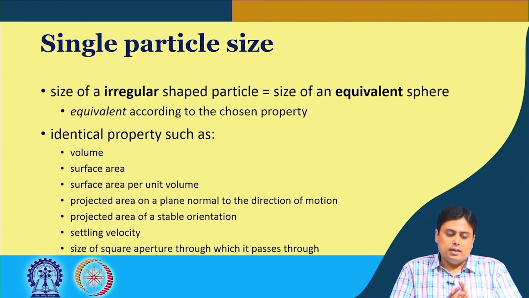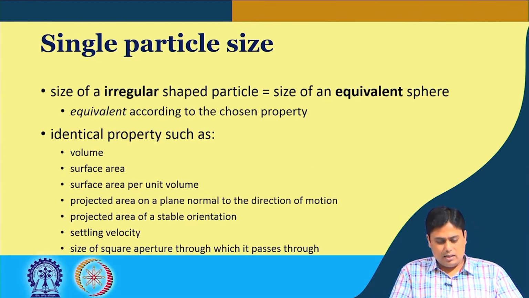Now, this is not an exhaustive list. There can be several other possibilities of finding a size dimension of irregular shaped particles. These are a few representative ones, and sometimes the most used ones. Out of these, very commonly used is the volume equivalent, or equivalent volume spherical diameter, for the irregular shaped particle.